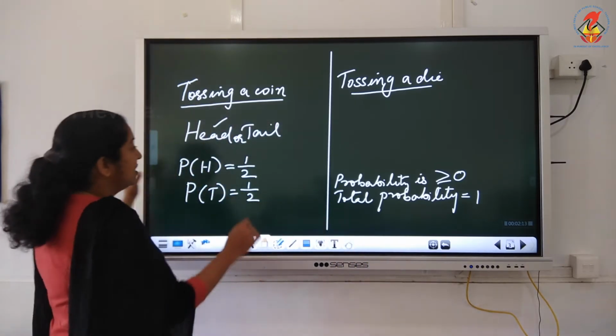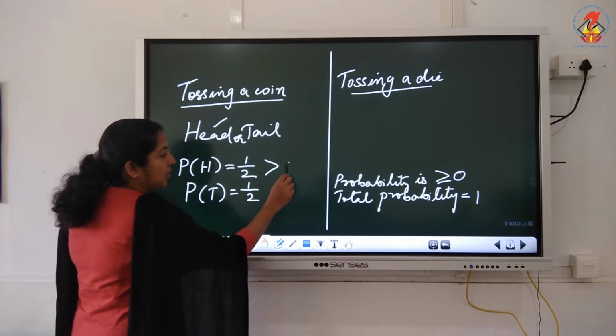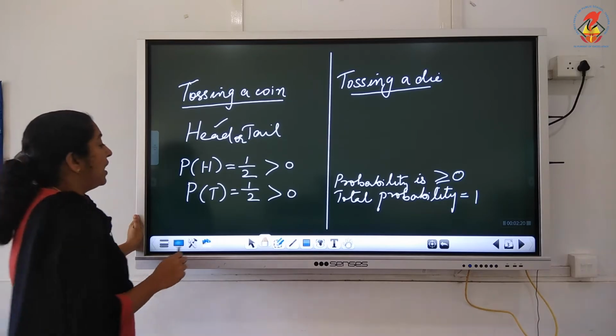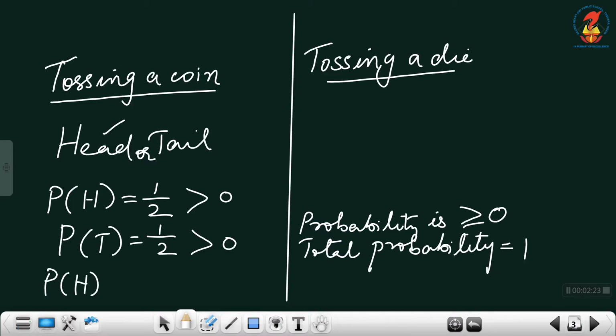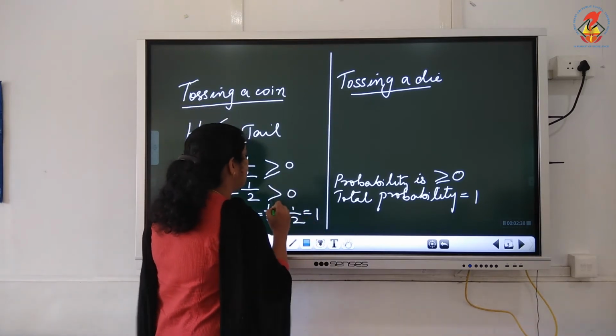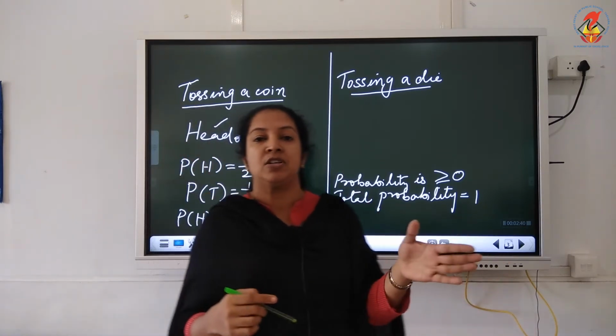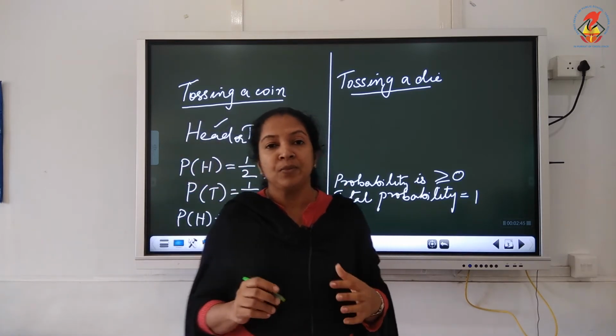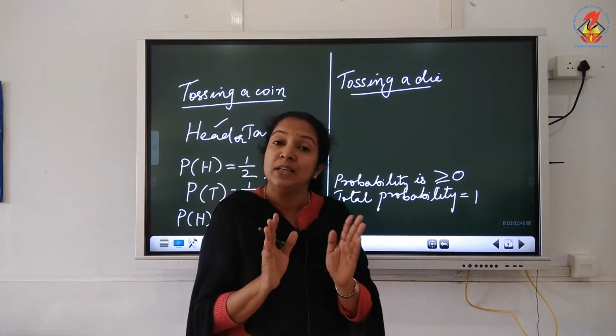So, what we can say here is both are greater than 0. And what about the total? P of H plus P of T is equal to 1 by 2 plus 1 by 2, which is equal to 1. So, what I am going to say is the probability should be greater than or equal to 0. It can be 0 also, that I will explain later. So, probability of an event should be greater than or equal to 0 and total probability should be always 1.